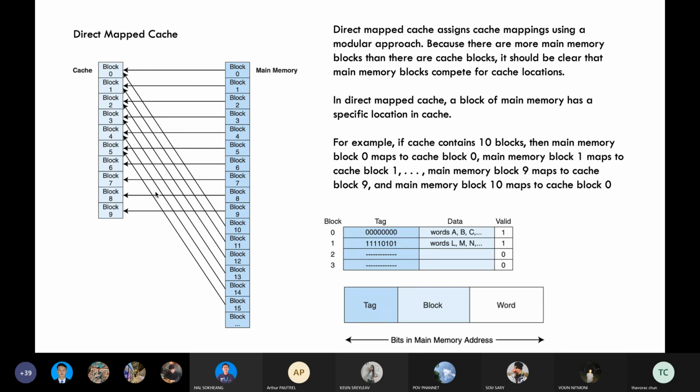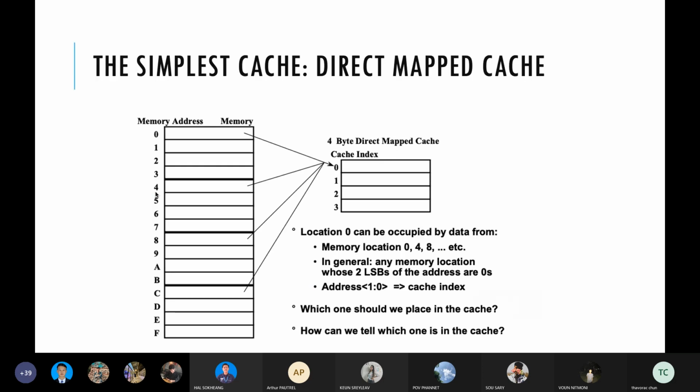So let's say the cache has 20 blocks, meaning that block 0 of main memory and block 20 of main memory will be mapped to the same block, which is block 0 of cache. Okay, so this is the rule of the direct map cache.